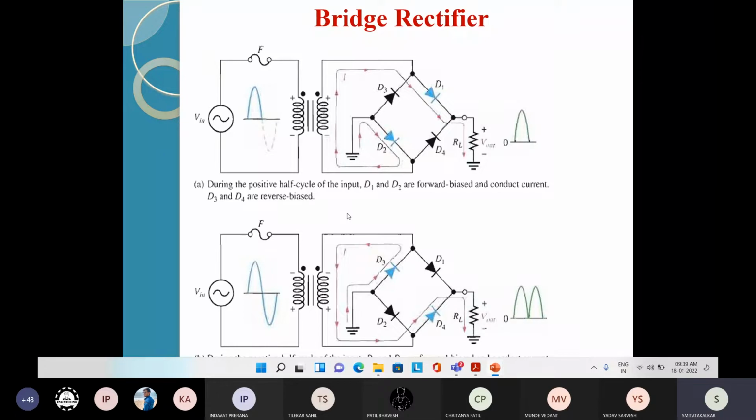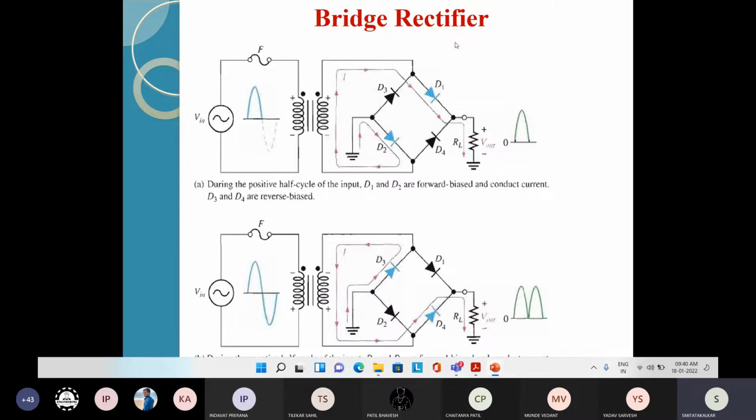In the negative half cycle, D3 and D4 conduct the current, and D1 and D2 are reverse biased. In the first stage, the positive half cycle, D1 and D2 are forward biased, in the on state, and D3 and D4 are reverse biased, meaning the diode is an open switch. Okay, and the next diagram, the negative half cycle. In the negative half cycle, D1 and D2 are reverse biased and D3 and D4 are forward biased. Means at a time 1.4 volt is generated in the other way. Diodes D3 and D4 are forward biased, giving 1.4 volt, and diodes D1 and D2 are reverse biased, meaning open switch.